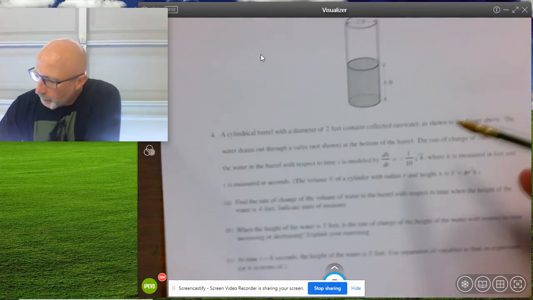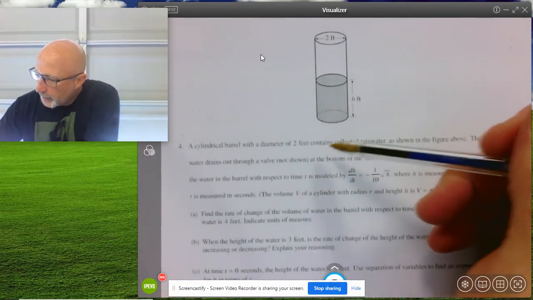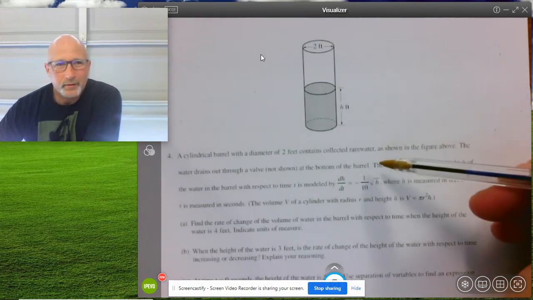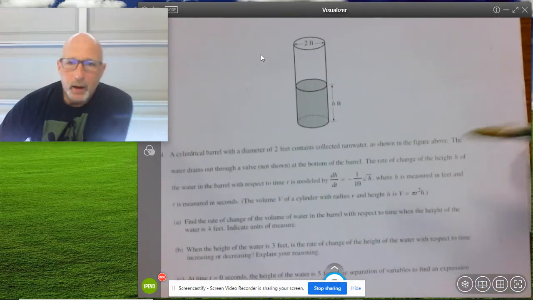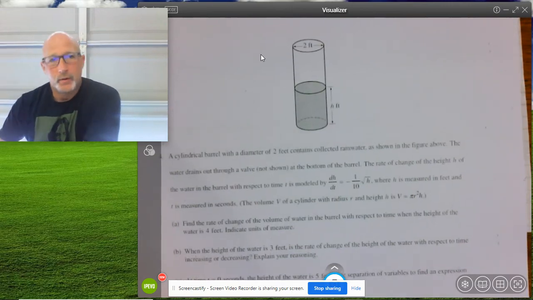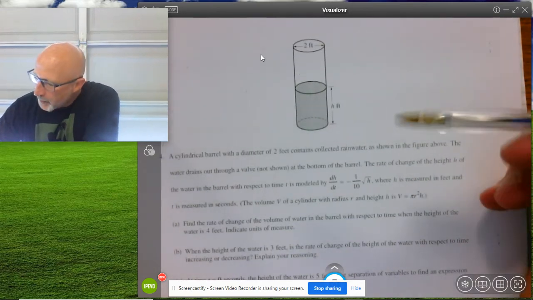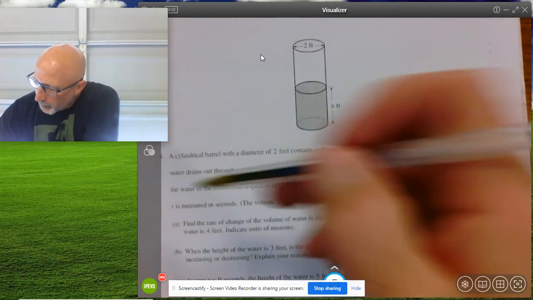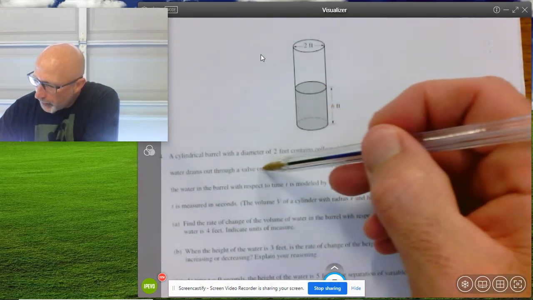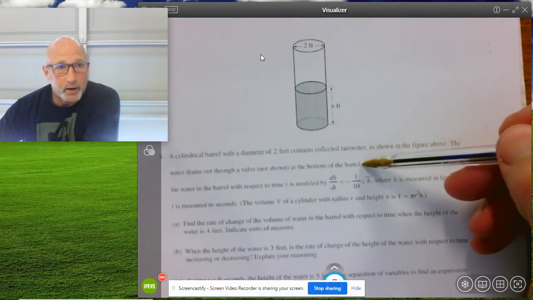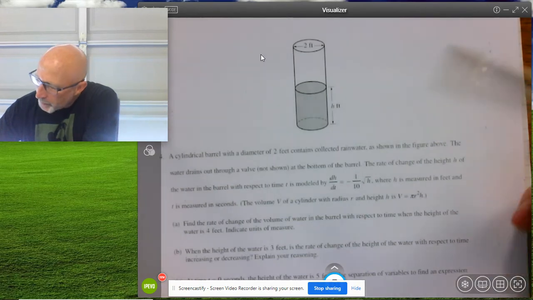Okay, so a cylindrical barrel with a diameter of 2 feet collects rainwater. This seems like one of those very classic problems of water going in and water going out. As shown in the figure above, the water drains out through a valve, not shown, at the bottom of the barrel. So there it is. It's going in and it's going out.